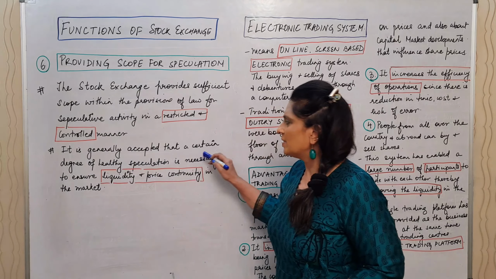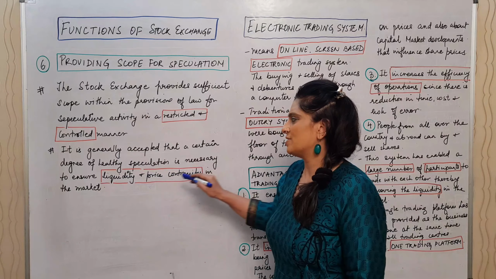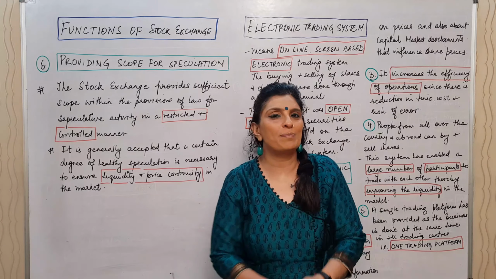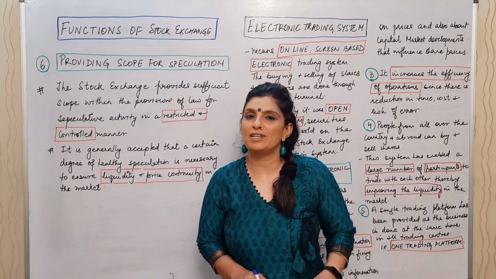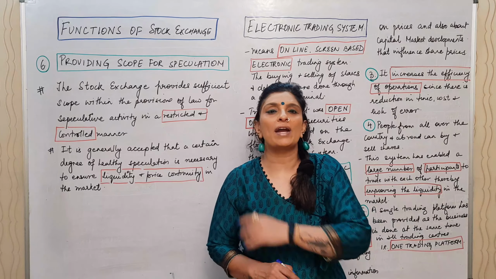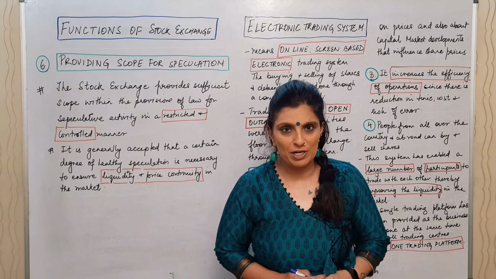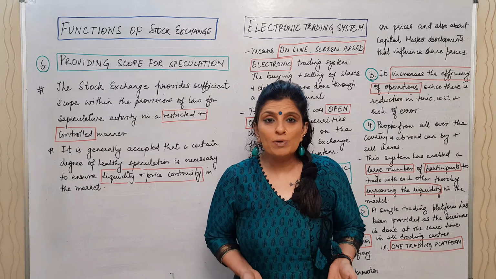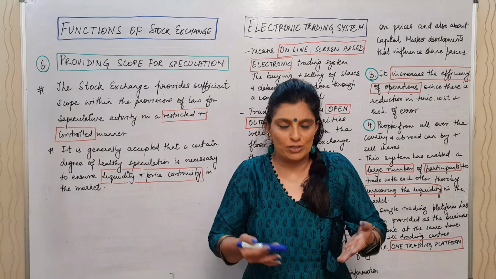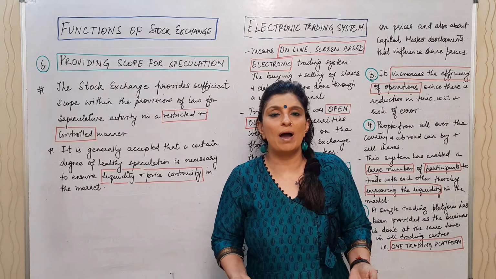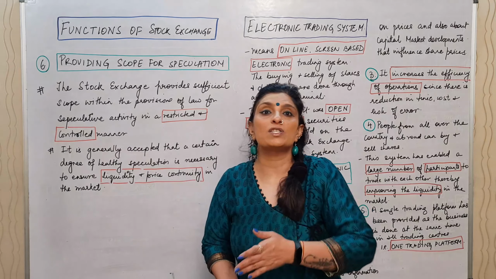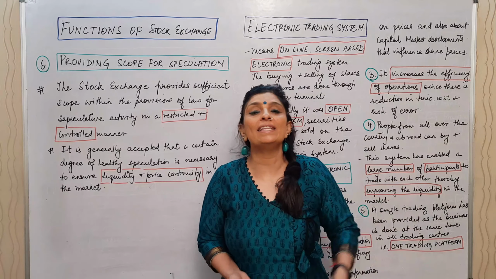It is generally accepted that a certain degree of healthy speculation is necessary to ensure liquidity and price continuity in the market. Just now I told you, share prices do actually get affected according to the speculation. The investors do get attracted because of the speculation. Now, we talked so much about stock exchange and the secondary market. If we do not talk about how actually the process happens in the secondary market, the things would be incomplete. So before talking about the process, what are we doing presently in the stock market?